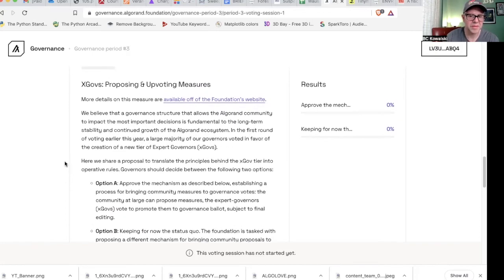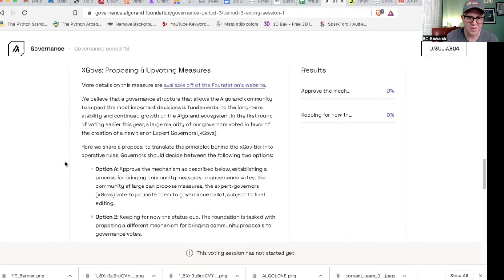And then the XGov ones, this is just more details on the XGov. It says, we believe that a governance structure that allows the Algorand community to impact the most important decisions is fundamental to long-term stability and continued growth of the Algorand ecosystem. In the first round of voting earlier this year, a large majority of our governors voted in favor of the creation of a new tier of expert governors. Here we share a proposal to translate the principles behind the XGov tier into operative rules.